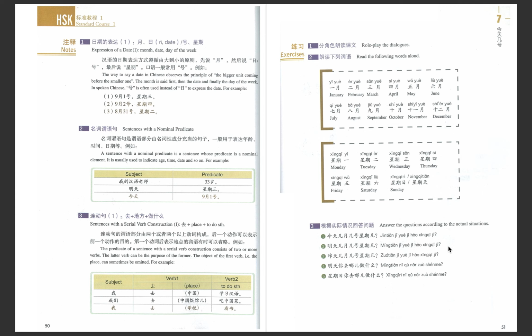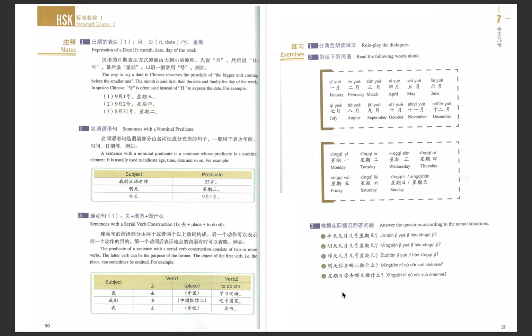4. 明天你去哪儿做什么? 明天 tomorrow, 你去 you go, 哪儿 where, or 哪里 where, 哪 itself means where, 做 to do, 什么 what. So what will you do tomorrow and where would you go? So where would you go and doing what tomorrow?